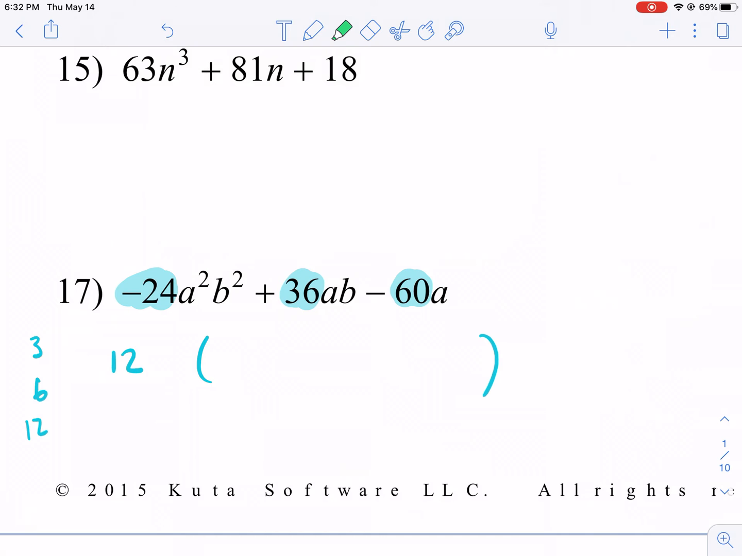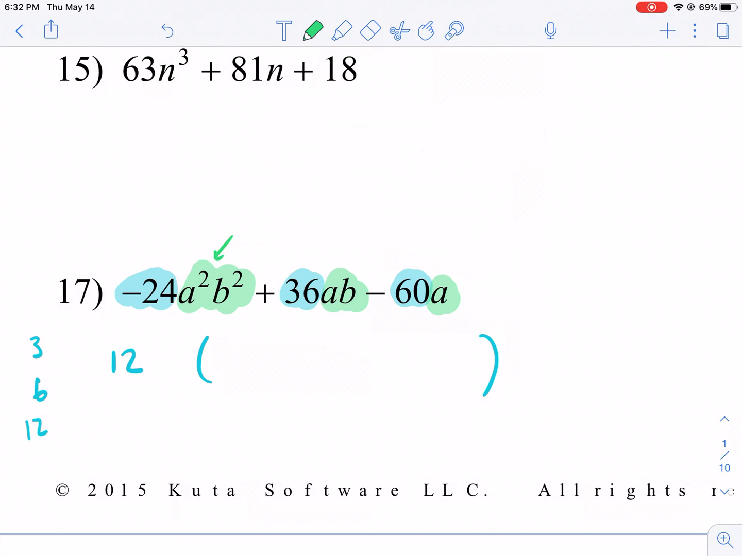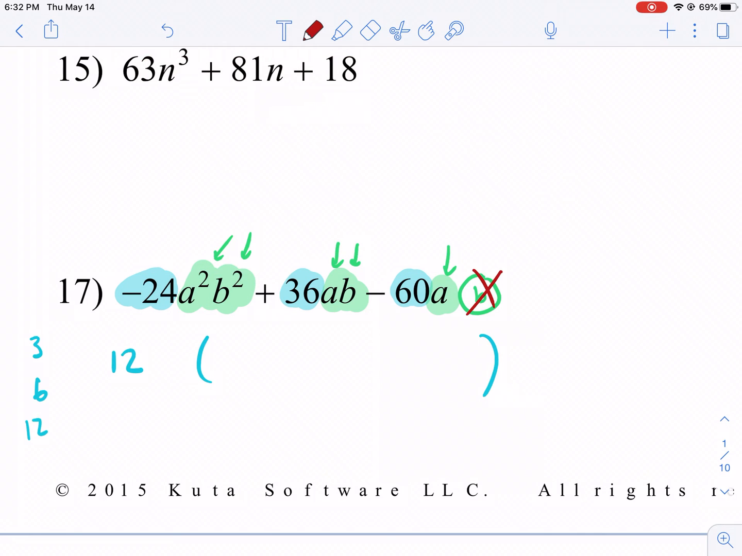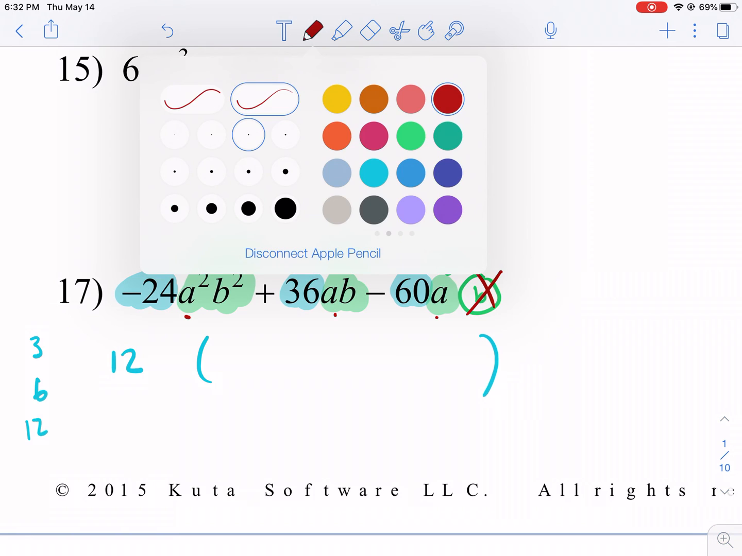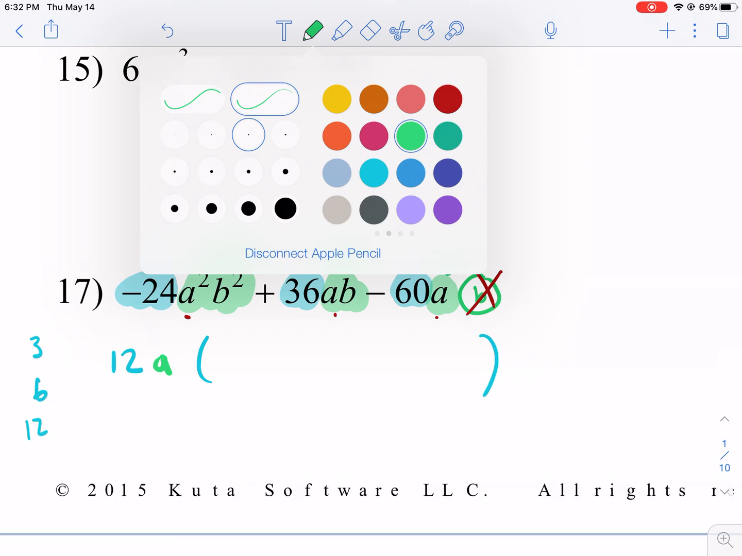So now I'm looking at my variables. Are there any common factors with the variables? Okay, so you see that there's an a squared and a b squared here. There's an a and a b here. This one only has an a. Because this one does not have a b, the b is missing, you cannot use b as your common factor. So we're going to forget about b. But since there's an a in each one, we can factor out an a. So we're going to go ahead and do that. We're going to factor out an a, and we're done. This is our GCF.